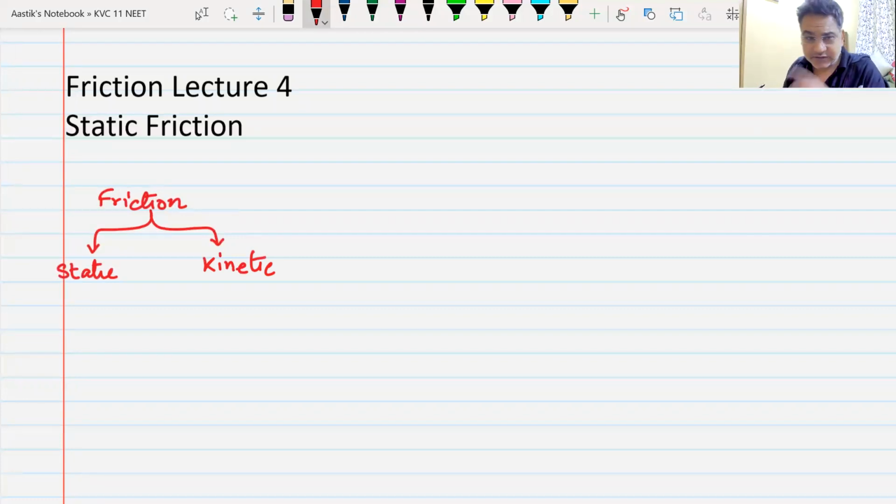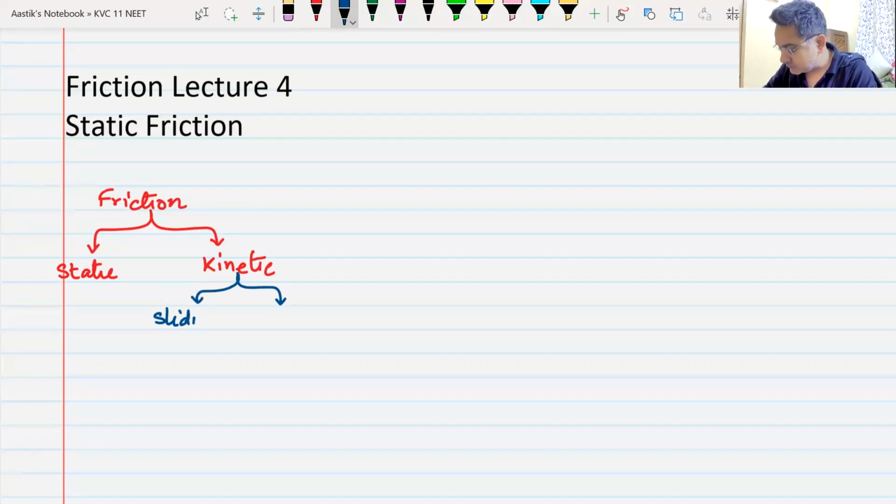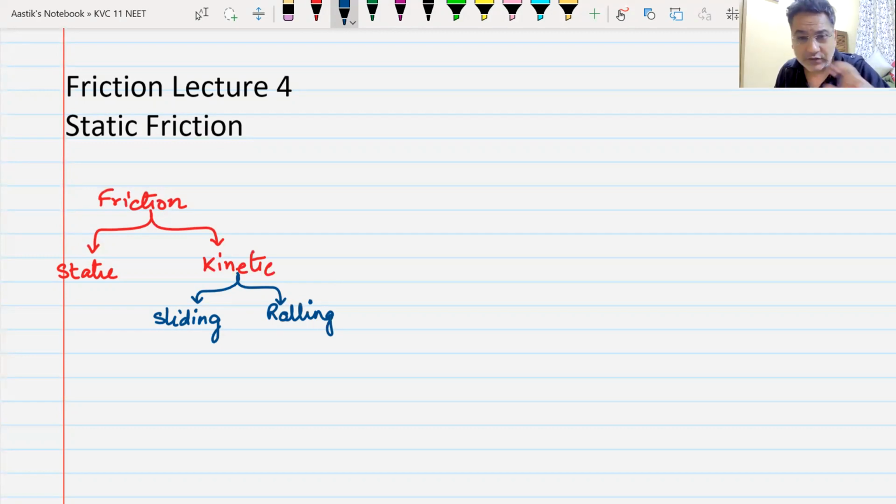Now, we have already dealt with kinetic friction, but you must remember that this kinetic friction is also of two types. The first one is known as sliding friction. This friction comes when bodies are sliding over each other, and the other one is known as rolling friction. Sliding friction comes when bodies are sliding over each other. Rolling friction comes when bodies are rolling over each other.